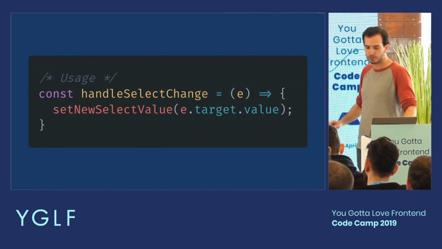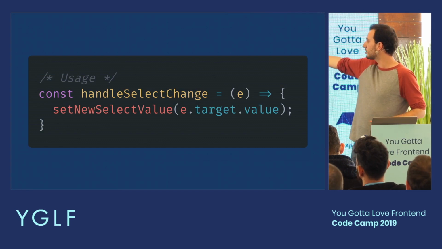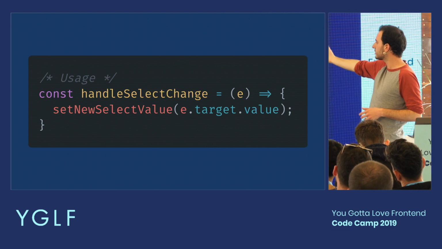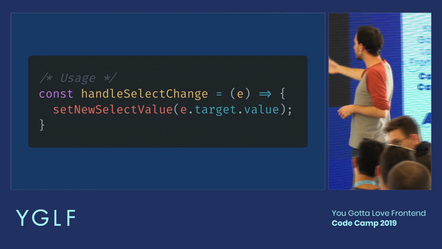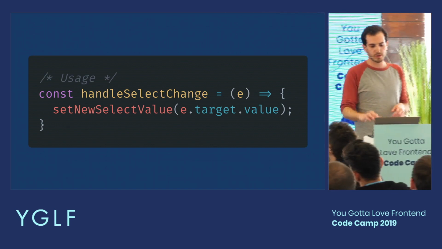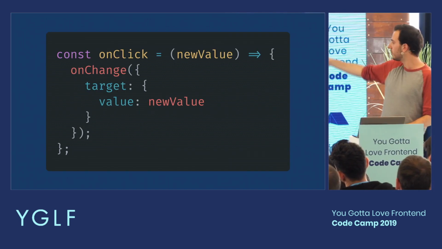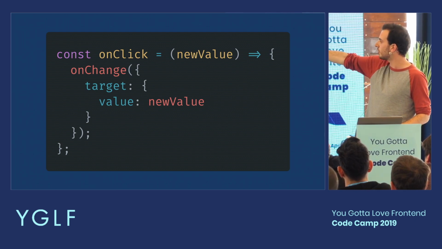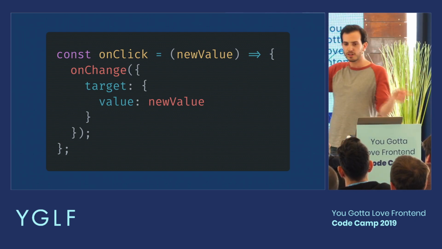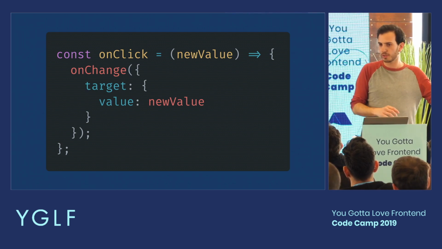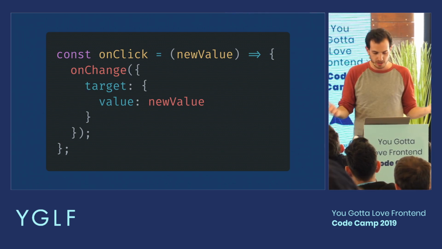So I'll give you an example. This is code that I have in the usage, where I'm using the select, and obviously it gets an event, and I get the value from e.target.value. If inside of my React component I pass to the onChange function an object that has target and value, then I can just swap out an old regular HTML select with my component, and it works exactly the same way.